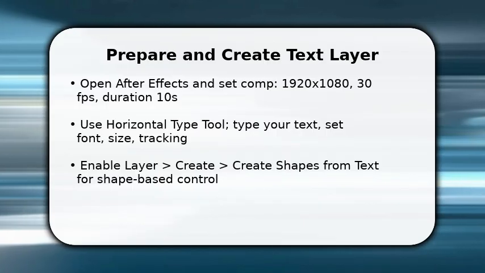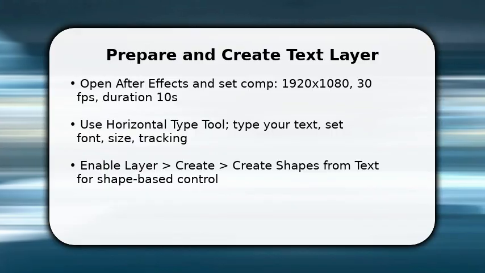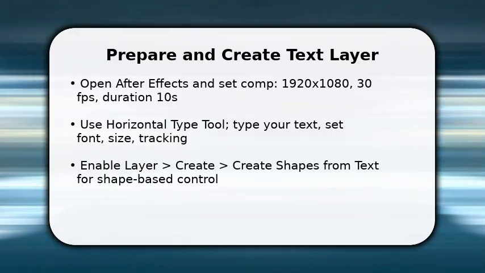Convert to shapes with layer. Create shapes from text when you want per character control. This gives you paths and groups to animate. Make sure auto select is off. That prevents accidental moves as you begin animating individual characters and shape groups.